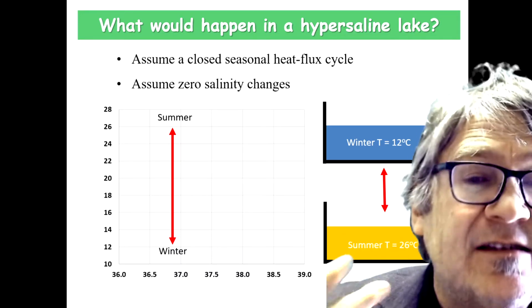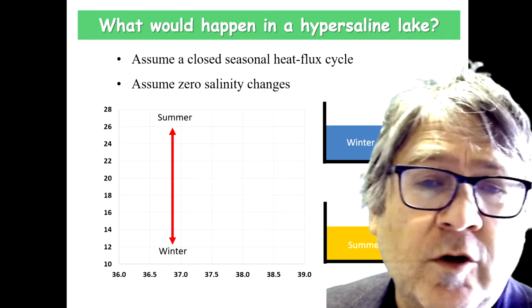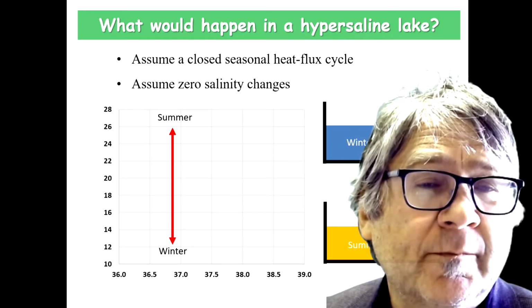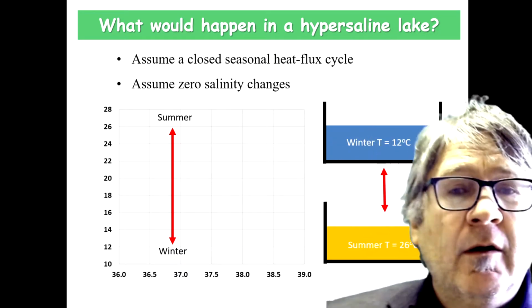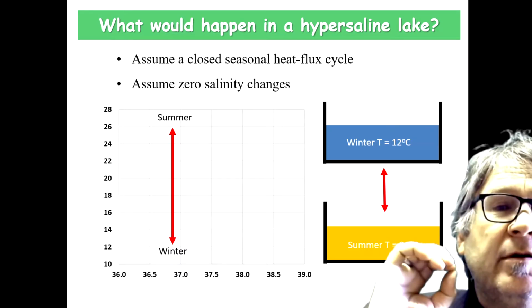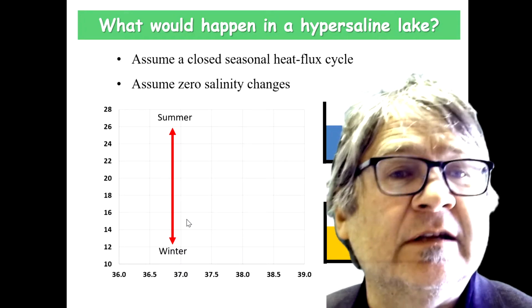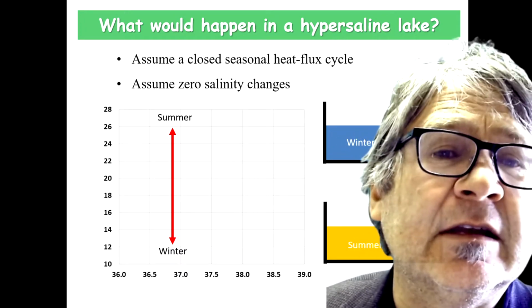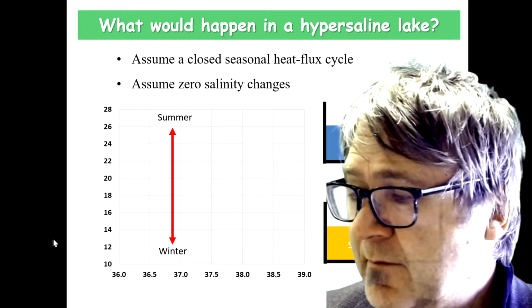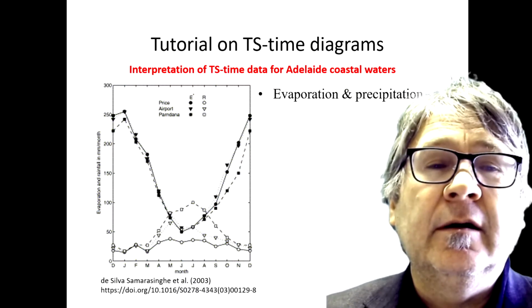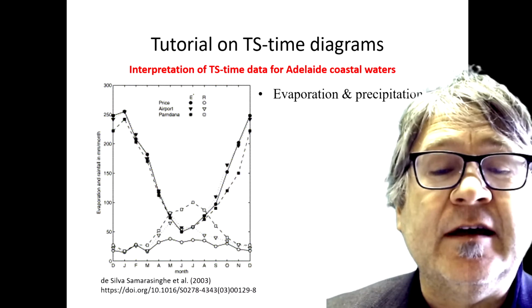And this is what you can see in the Adelaide coastal waters. You get a warming, cooling, warming, cooling. Okay? All right. So what happens now with the salinity? Let's have a look at salinity. What influences salinity? What changes the salinity? And the first thing we have to look at is evaporation and precipitation.